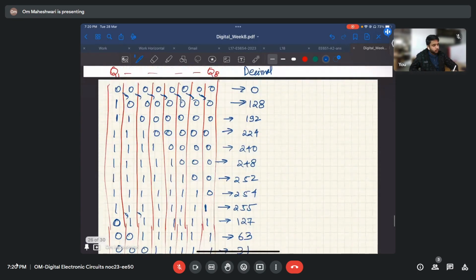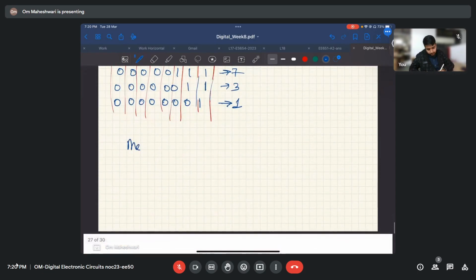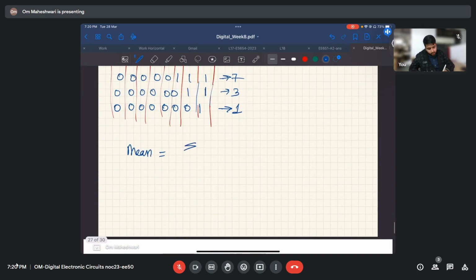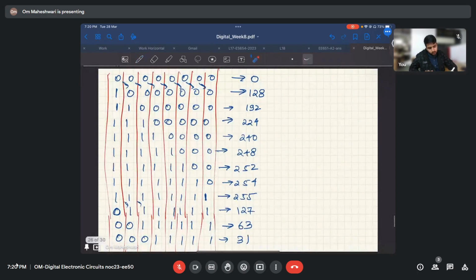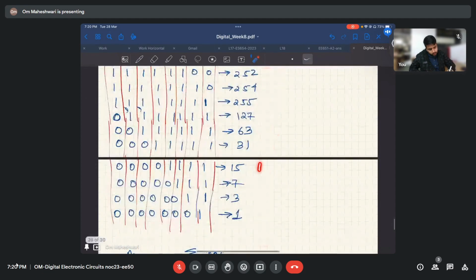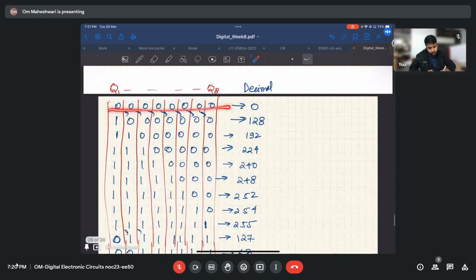Now what we have to find is the mean: the sigma of these numbers upon 16. We have a total of 16 states, right? 1, 2, 3, 4, 5, 6, 7, 8, 9, 10, 11, 12, 13, 14, 15, 16. After this, again we'll have the same 0, 0, 0, 0, 0, 0, 0, 0 that we started with.